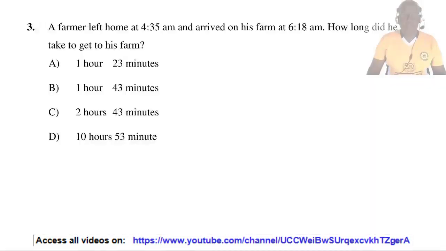Question 3. A farmer left home at 4:35 a.m. and arrived on his farm at 6:18 a.m. How long did he take to get to his farm? We shall subtract 4:35 a.m. from 6:18 a.m. 6:18 a.m. can be written as 6 hours 18 minutes. Then 4:35 a.m. can be written as 4 hours 35 minutes.